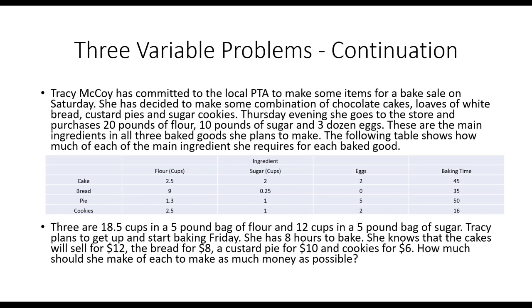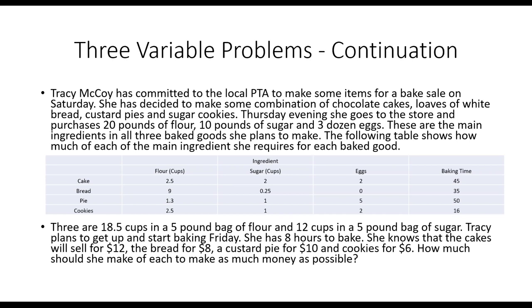This is the table, and then finally there are 18.5 cups in a 5-pound bag of flour and 12 cups in a 4-pound bag of flour. Tracy plans to get up and start baking Friday. She has 8 hours to bake. She knows that the cakes will sell for $12, the bread for $8, the custard pies for $10, and cookies for $6. How much should she make of each to make as much money as possible?